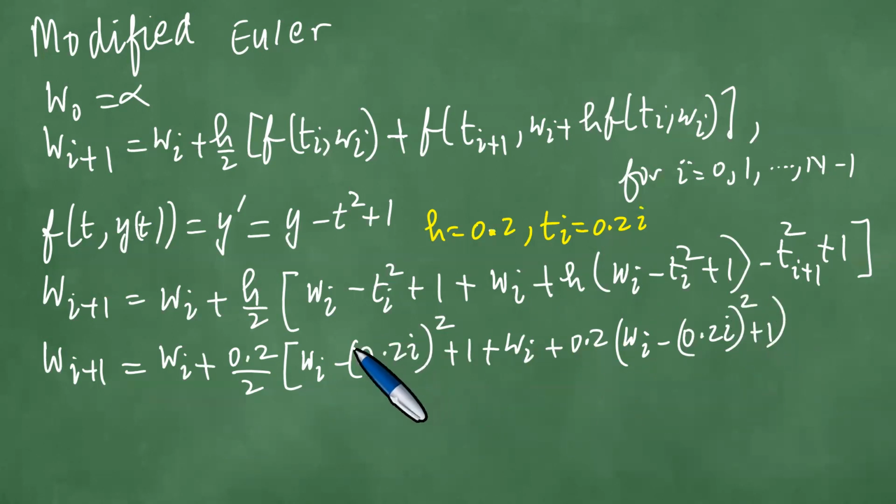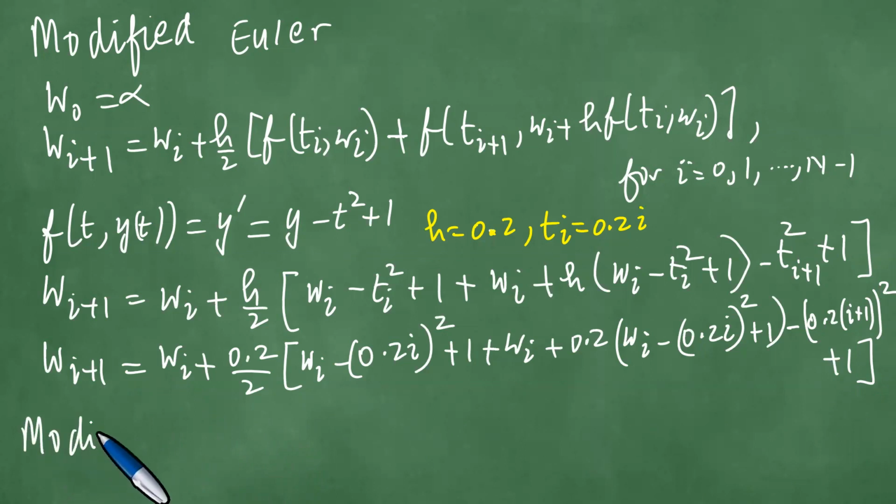Okay, it's just one problem on the modified Euler. Right, and then we have minus the ti plus 1. So ti plus 1 is going to be 0.2 into i plus 1, and then you square this, plus 1, like so. Okay, for the modified Euler, what do we have?